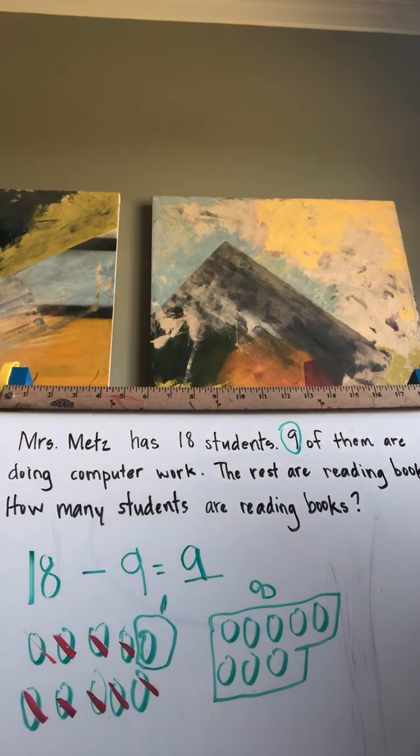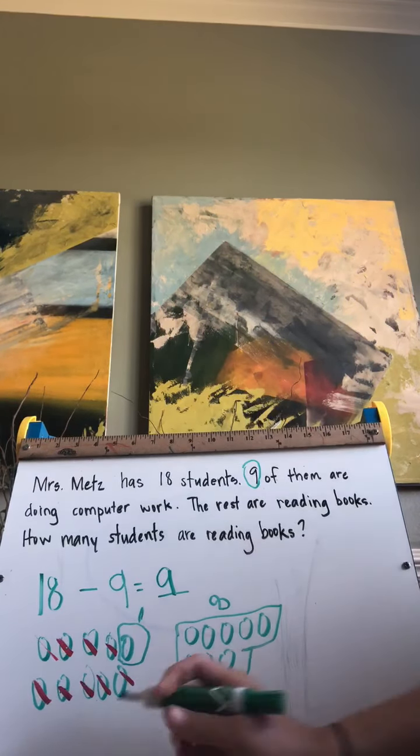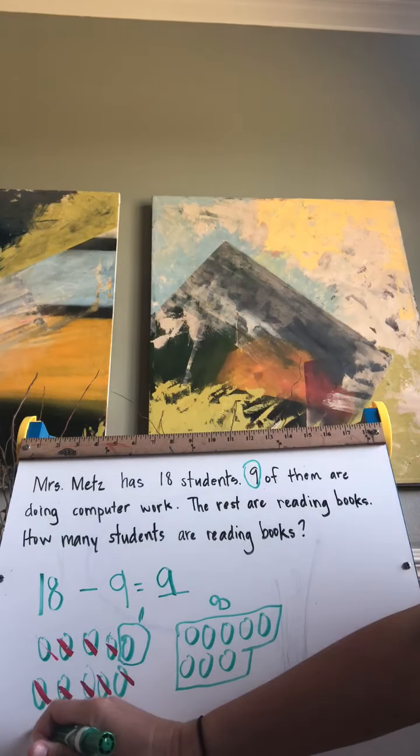So when I write my sentence, I'm going to say 9 students were reading books. So now I have my picture, and I even made it to where I made a 10 to subtract. I have a number sentence that matches my picture. And then I have the answer to my question. 9 students were reading books.